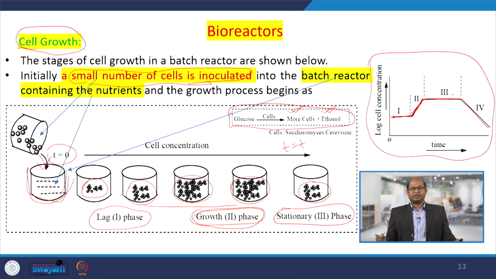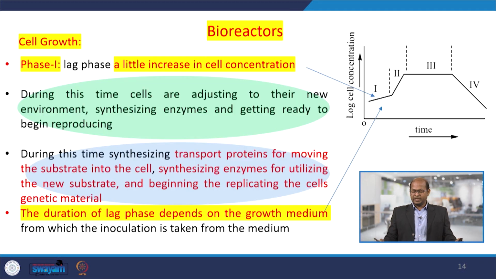And after that, in the third phase, there is no increase in the number of cells; whatever number of cells were formed during the growth phase remains. This phase is called the stationary phase. After that, in stage 4, the number of cells gradually decreases, that is the death phase, where cell death occurs and the cell count gradually decreases.